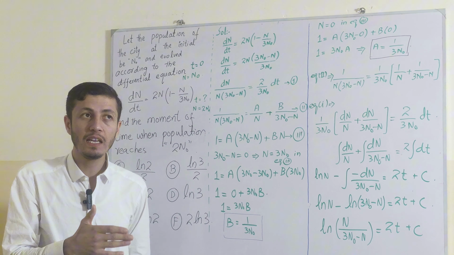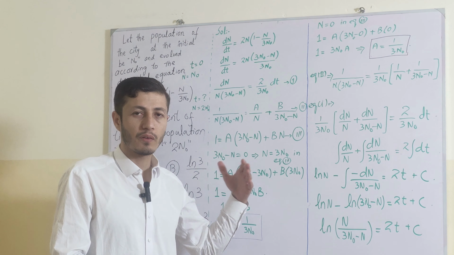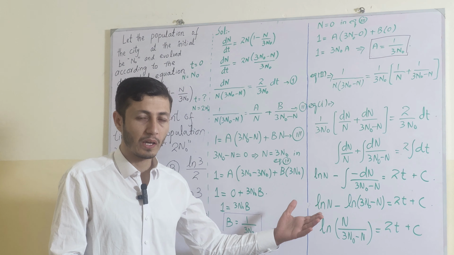As we have found the value of b, we now have to find the value of a. For finding the value of a, we have to consider the term n equal to 0.